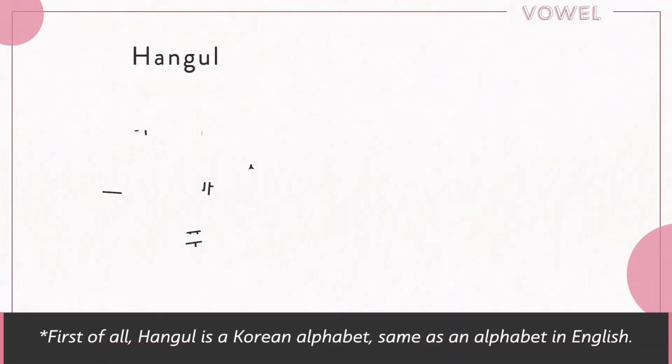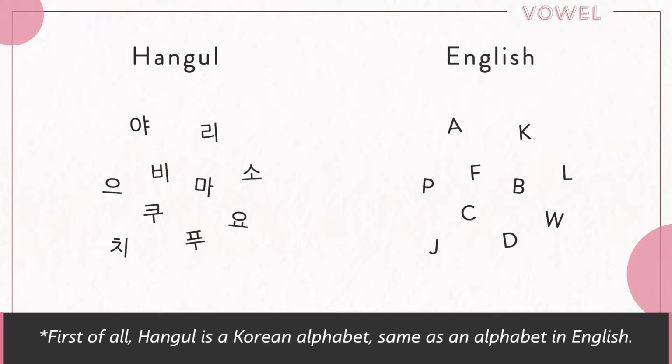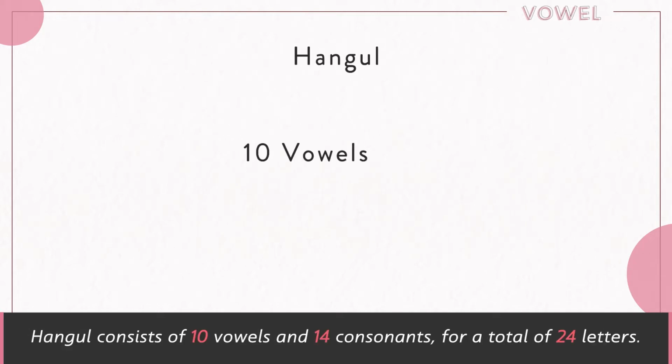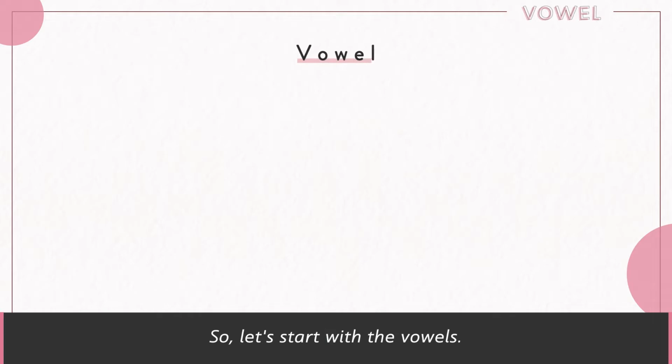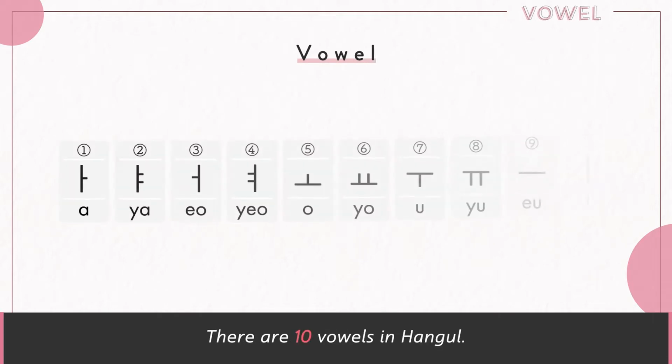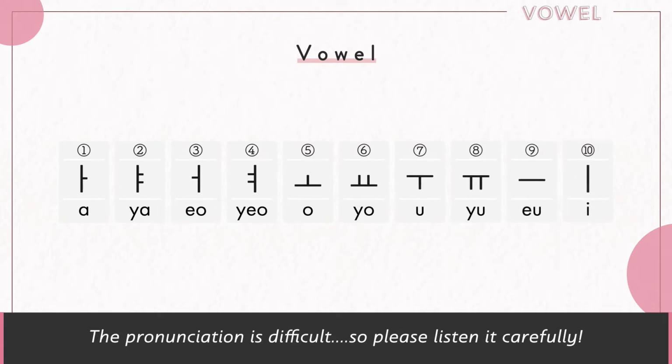First of all, Hangul is a Korean alphabet, same as the alphabet in English. Hangul consists of 10 vowels and 14 consonants, for a total of 24 letters. So let's start with the vowels. There are 10 vowels in Hangul. First, I will read these 10 vowels, so please listen carefully.